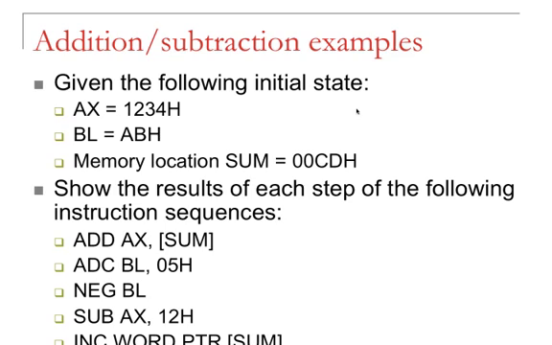Okay. The problem here is to show the results of each step of the following instruction sequence: ADD AX, [sum], then followed by ADC BL, 05, then NEG BL, SUB AX, 12H, INC WORD PTR [sum]. Do you want to take a few minutes to work on this?